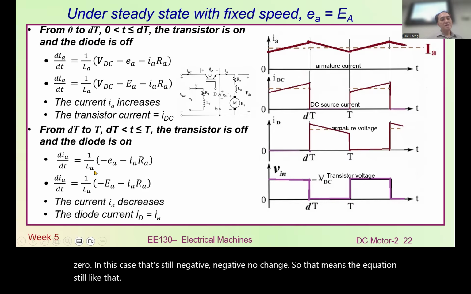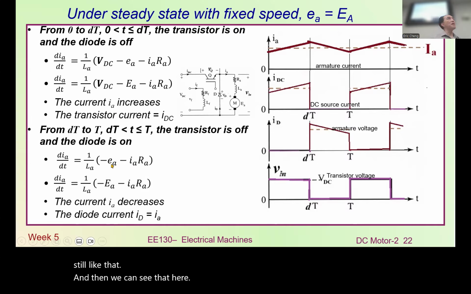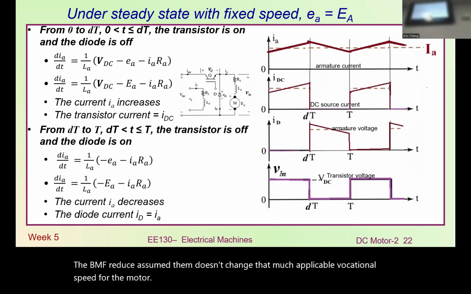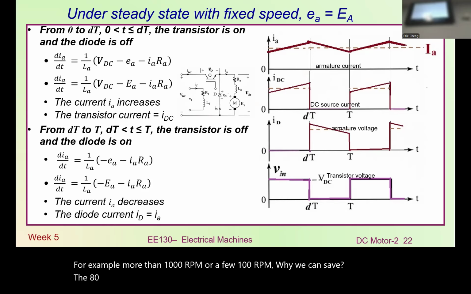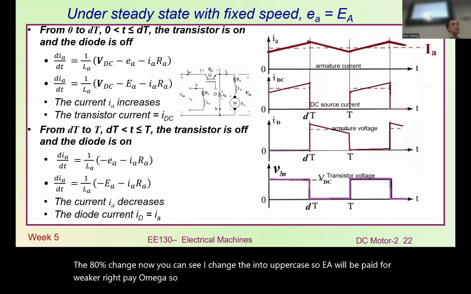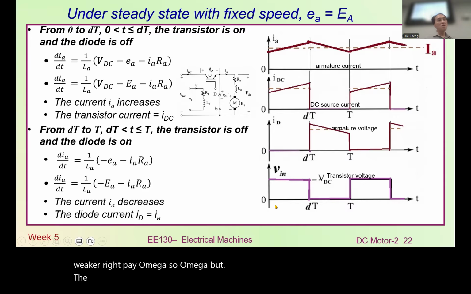And then we can see that here, the back EMF, we usually assume doesn't change that much because of the rotational speed of the motor, for example, 1000 RPM or a few hundred RPM. Why can we say EA doesn't change? Now you can see I changed EA into uppercase. So EA will be K omega, right? K omega, so omega, but the switching frequency here will be much higher than the rotation speed of the motor.